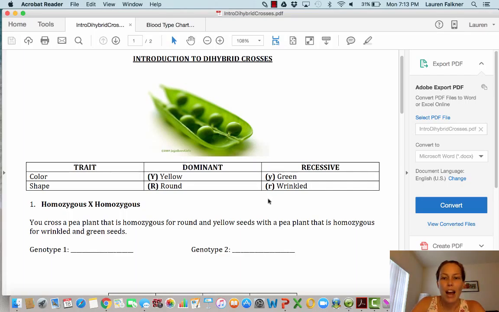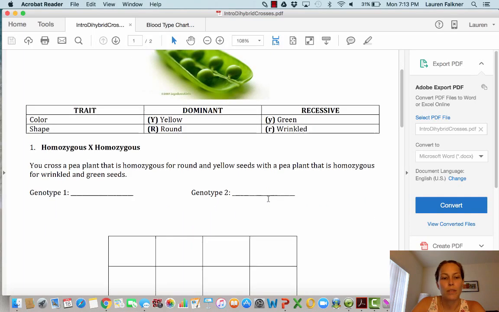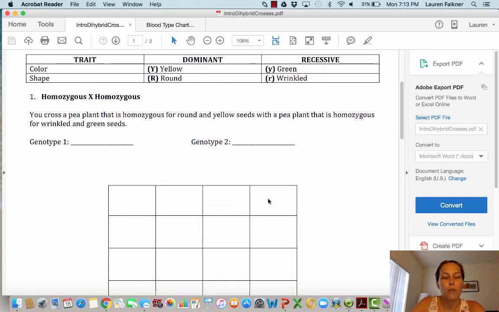So we're going to take a look at how we construct a Punnett square when we're looking at two trait crosses. We're going to take a look at a homozygous cross first. So when you cross a pea plant that is homozygous for round and yellow seeds with a pea plant that is homozygous for wrinkled and green seeds, first off, we want to establish the genotypes of the parents.